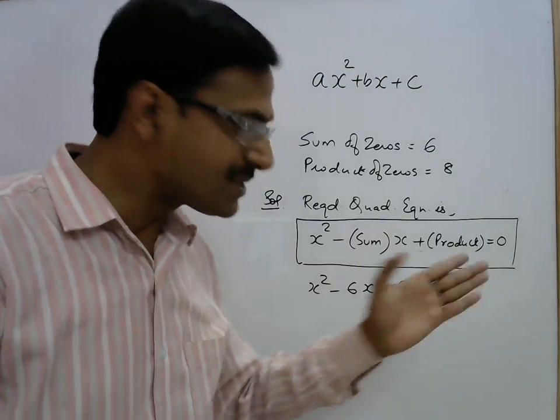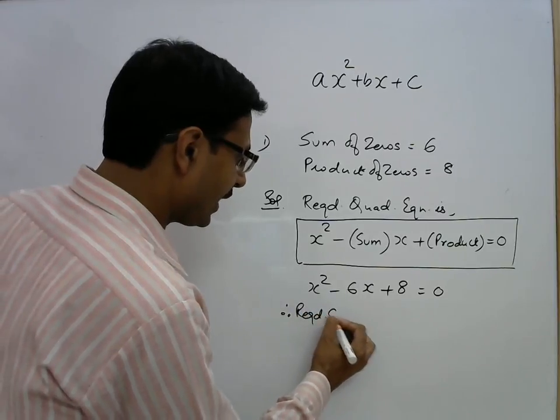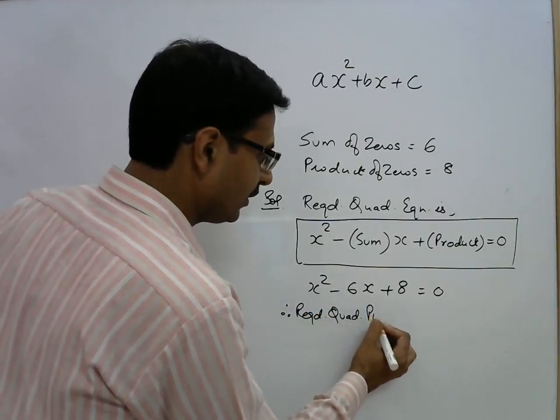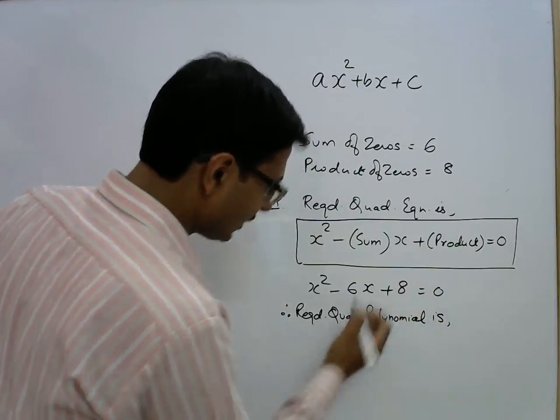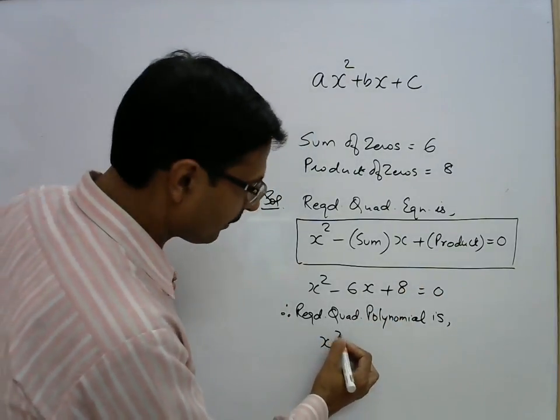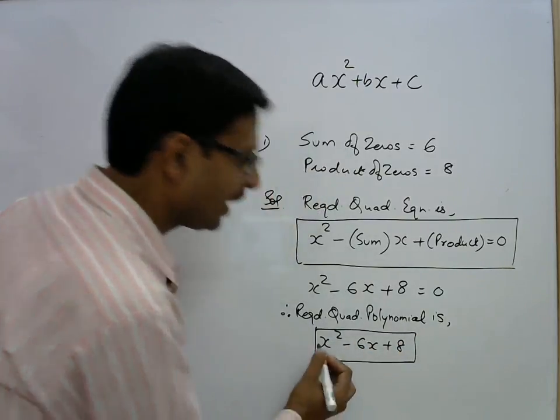But if you remove this 0, therefore, the required quadratic polynomial will be, just remove equal to 0, we have x square minus 6x plus 8. Now this is your answer.